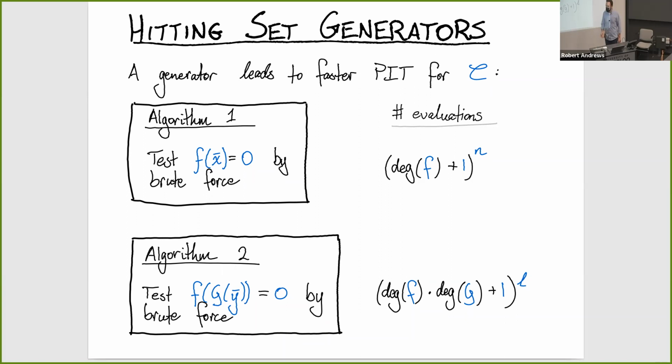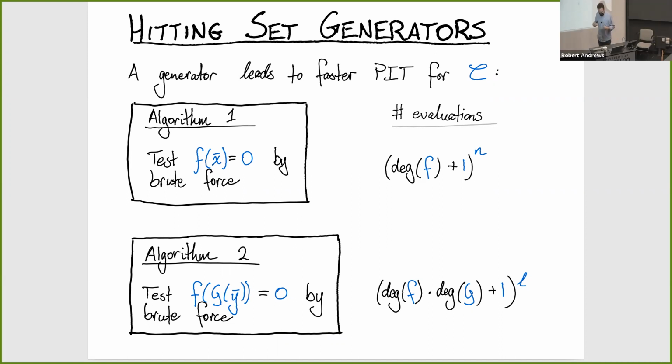So if I can design a generator with relatively small degree, but a small number of variables compared to n, then we're in business. Then we're going to get a nice deterministic algorithm. So for the rest of this talk, I'm going to focus exclusively on constructing this generator. And now we all know, we're all experts on how to turn that into an algorithm for PIT.